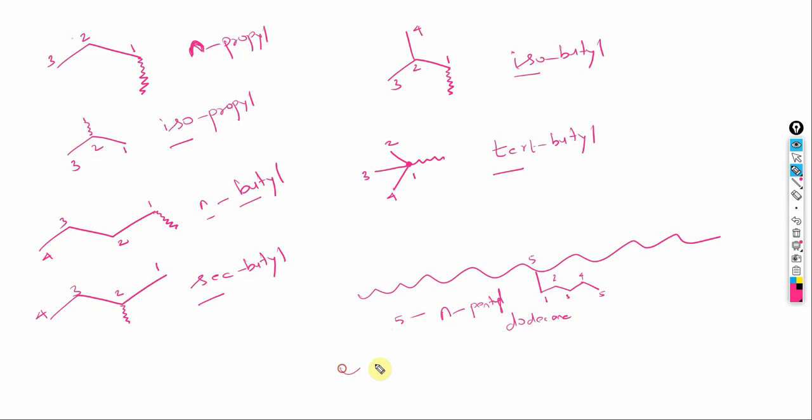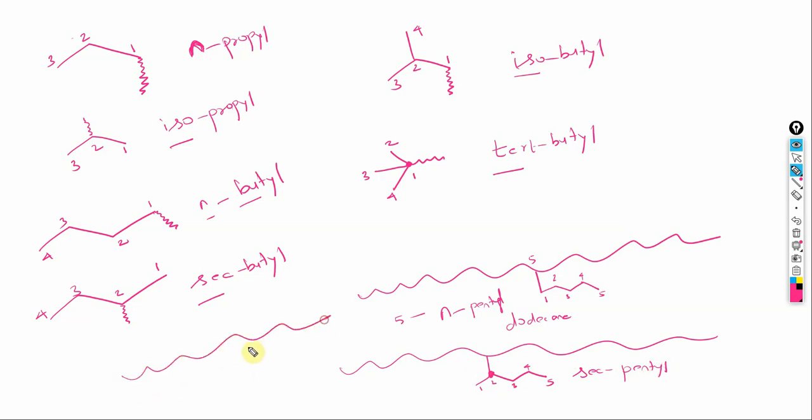If this was the same long chain, and if we had something like this, 1, 2, 3, 4, 5, now this is still a straight chain, and based on what you saw here, this will be what we call the secondary pentyl. And if we had a chain, and if this was something similar to what you have here, where you have Y formation, so 1, 2, 3, 4, 5, then this is what we call the isopentyl, and so on and so forth.